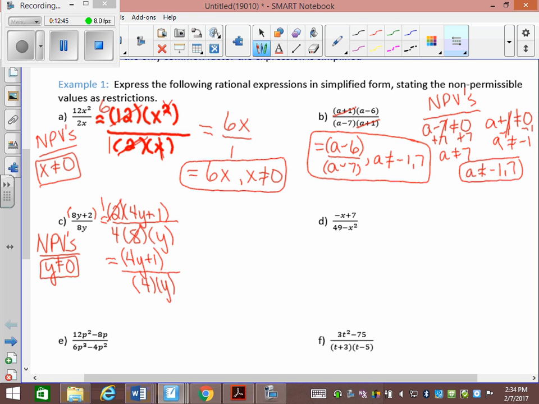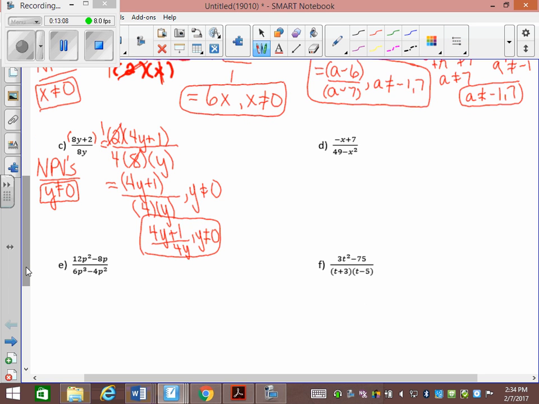Okay? 4y plus 1 is going nowhere. Neither are these because they have nothing to cancel off with. We're done. Y can't equal 0. So could I write this 4y plus 1 over 4y, y can't equal 0? Absolutely. With the brackets, still correct. But the brackets won't be on your diploma. Like, it's not going to be bracket, bracket, bracket. But the brackets here will get you to stop canceling. Just know that this is the same as this.